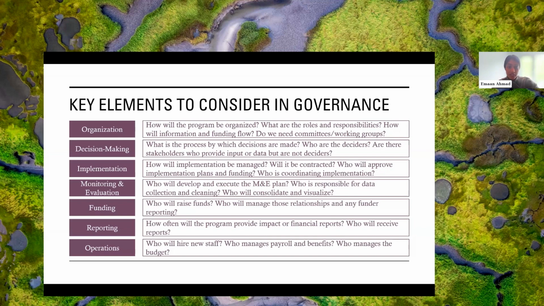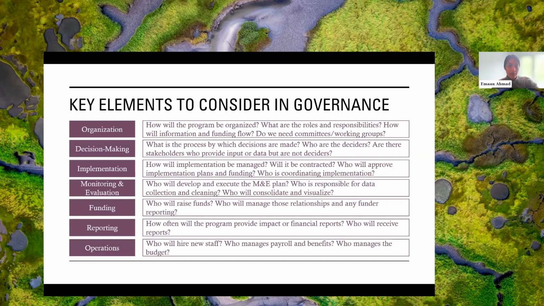Third, we have implementation. So how is implementation managed? Who is doing implementation? Is it a subcontractor? Is it in-house? Who's approving implementation plans? Who's coordinating implementation? Fourth, we have monitoring and evaluation. So similar questions: who's developing your monitoring and evaluation plan? Who is collecting data? Who's consolidating and visualizing data? And who's sharing that data further with other parties who need to know this data or need to report this data?